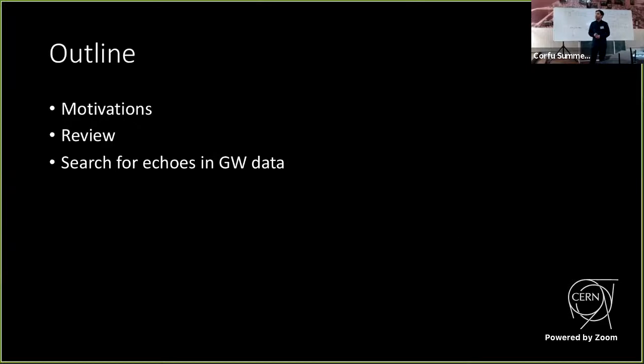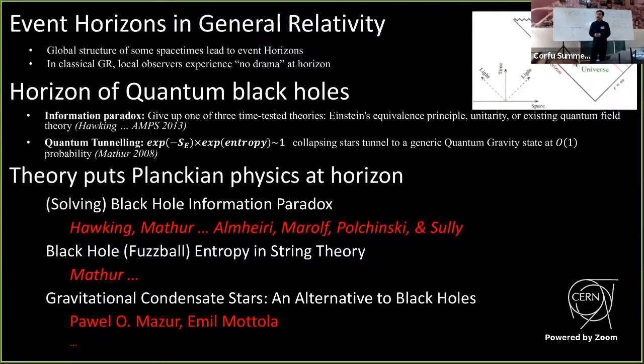So let's give a theoretical review. Event horizons in general relativity are a global property of space-time. We don't expect to see anything dramatic near the horizon when an observer falls across the horizon. However, if we include quantum mechanics, there can be modifications because we have the information problem. People think that we may need to give up one of three well-tested theories: the Einstein equivalence principle, or unitarity, or existing quantum field theory.